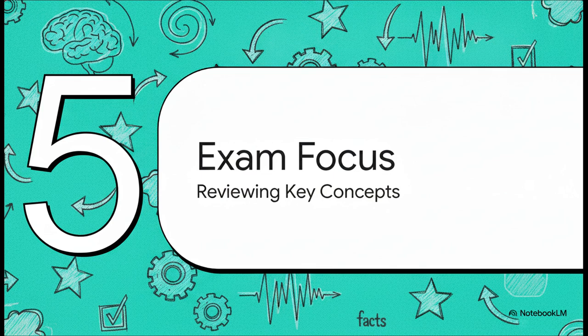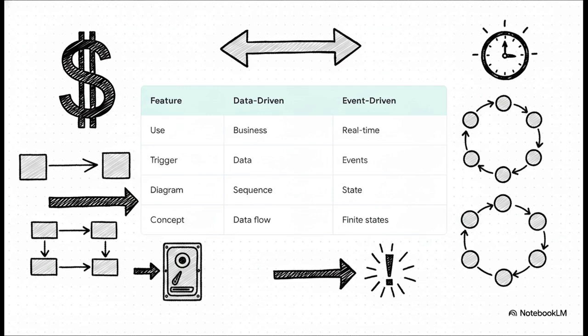Finally, Section 5, Exam Focus and Conclusion. Okay, listen up, because this is where we lock in those grades. A really common pitfall for students is mixing up data-driven and event-driven systems. Please burn this table into your memory. Data-driven modeling, that's for business systems, triggered by data availability, mapped with activity or sequence diagrams, and it focuses on end-to-end data flow. Event-driven modeling, that's your real-time control systems, triggered by events, mapped with state diagrams, focusing on finite states and transitions. Nail that contrast, and you're golden.